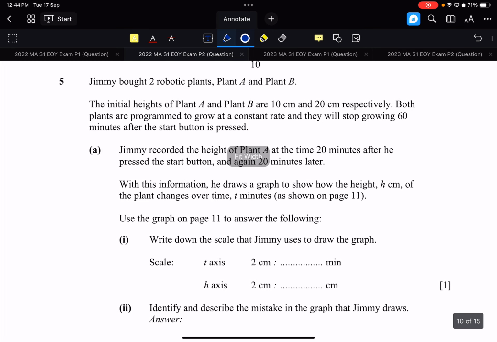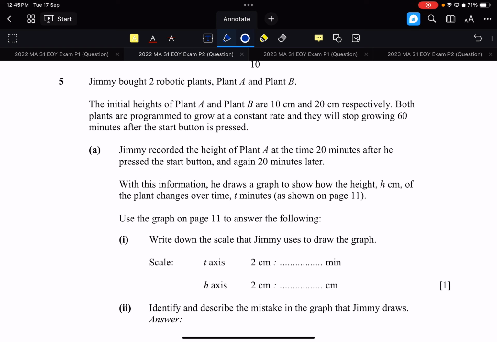Question 5. Jimmy bought 2 robotic plants, plant A and plant B. The initial heights of plant A and plant B are 10 cm and 20 cm respectively. Both plants are programmed to grow at a constant rate, and they will stop growing 60 minutes after the start button is pressed. So they will just take 60 minutes. Jimmy recorded the height of plant A at a time 20 minutes after he pressed the start button, and again 20 minutes later. With this information, he drew a graph to show the height of plant change over time.